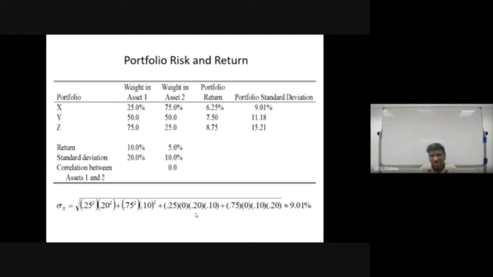So, here, what is asset one? Weight of asset one increases and weight of asset two decreases. Then, portfolio return has increased. And also, what is the other observation? So, that is one observation. What is the other observation?